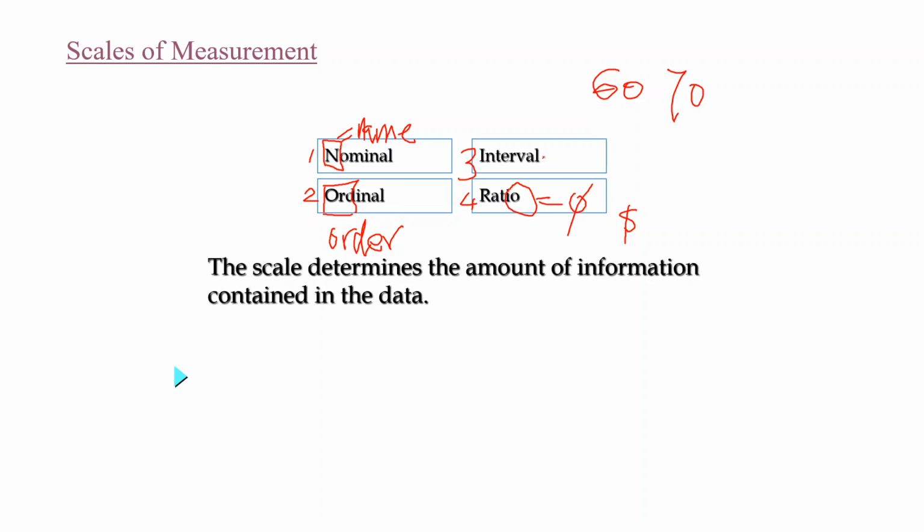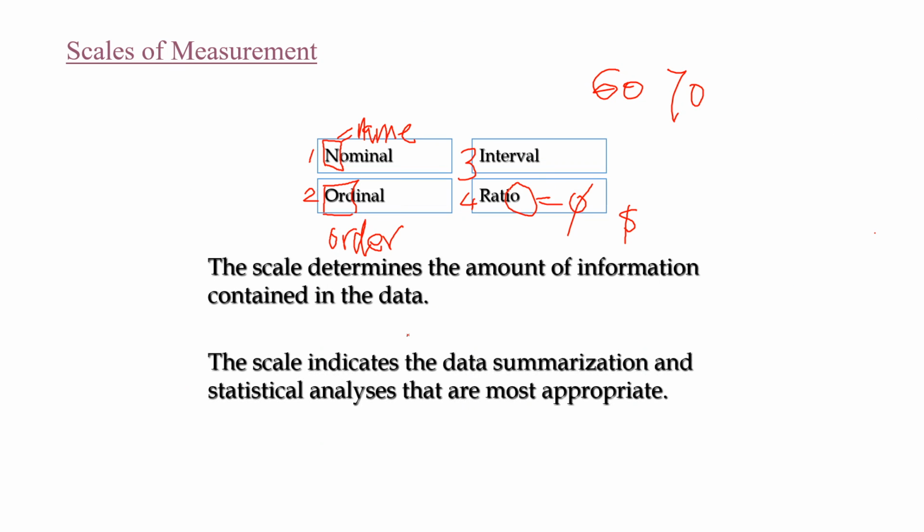And so like I said, now you understand why we say the scale determines the amount of information contained in the data, because from 1 to 4, more and more information is included in that scale of measurement. And the last thing I want to mention related to scale measurement is that the scale indicates the data summarization and the statistical analysis that are most appropriate. So therefore, it's very important not only to know the data, but also to know the scale of the measurement. And next, we will focus more on the classification of the data and the different kinds of statistics as well.